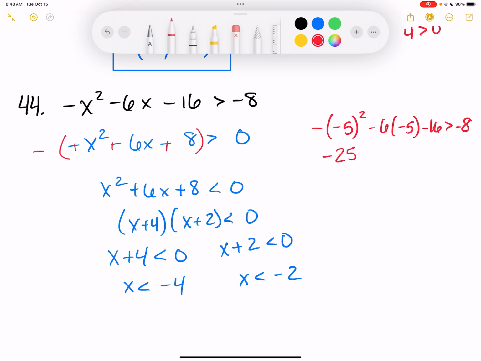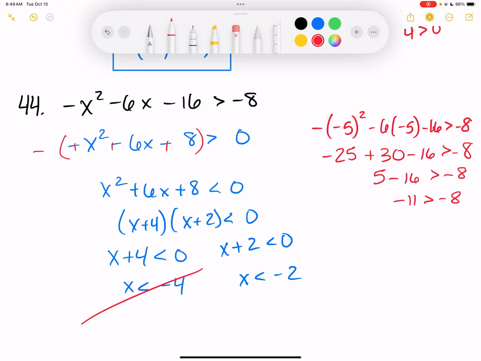I said I'm picking negative 5 because it's a number less than negative 4. Plus 30 minus 16 is greater than negative 8. So what do we got? 5 minus 16 is greater than negative 8. Well, that's going to be negative 11 greater than negative 8. That's not true. So slash through that one.